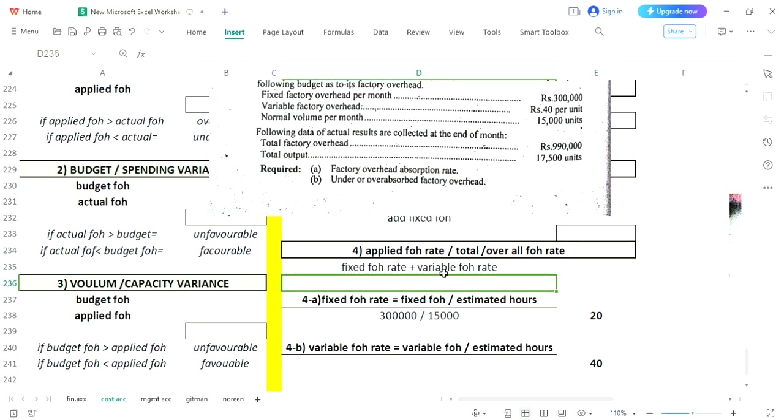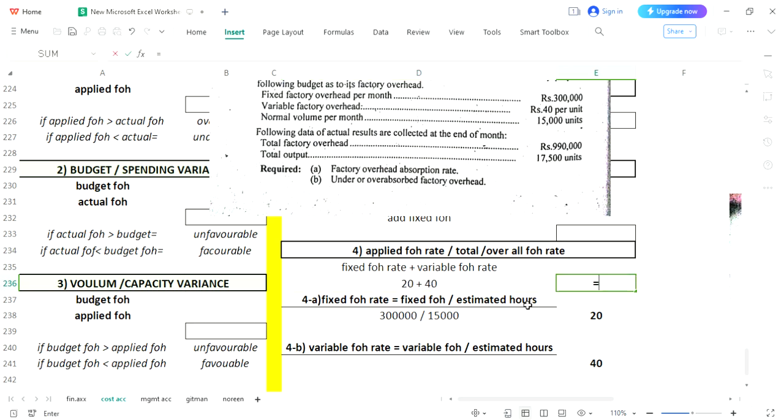It's time to see applied FH rate, which has been divided into two parts. You need to put fixed FH rate first, which is 20. And then you are going to add variable FH rate, which is 40 and was given in the book without formula. Statement completed. Now put it on your calculator. It would be 20 add 40. Answer would be 60. Here your lower portion has been completed.